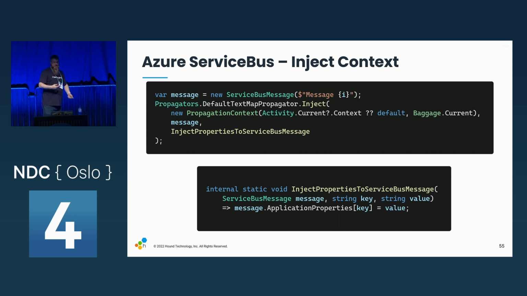So if you are using, say, Azure Service Bus, you've got the application properties, which is a metadata property. You tell it, I want you to inject the current context, the Activity.Current that we talked about, and the baggage from Current as well. I want you to take those two, and I want you to use this method at the bottom there to inject them into the message that I've passed you. And it tells it how to do it.